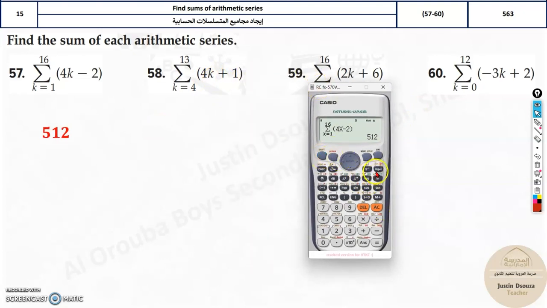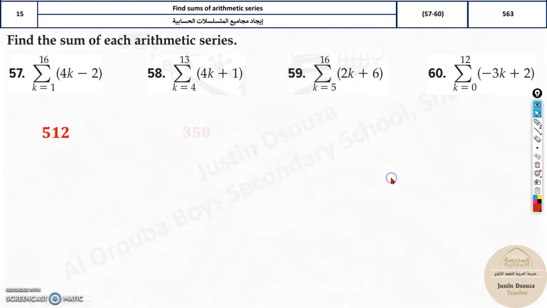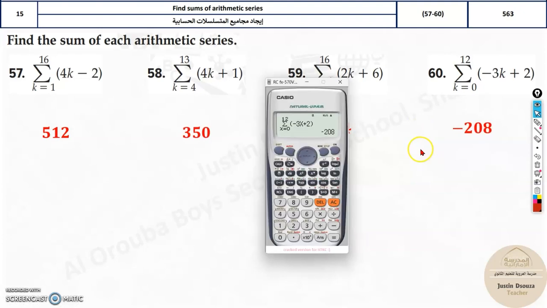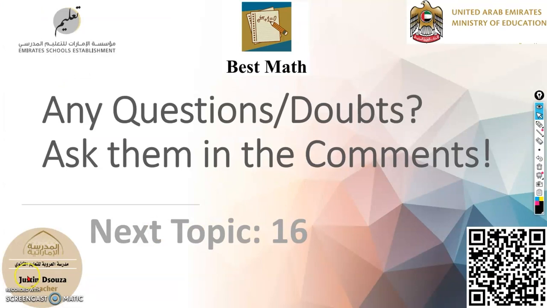Just use shift and this symbol, and then all you need to do is type in the equation. Let me try this equation, for example. Minus 3. There is no k. You need to add x plus 2, and then type 0 to 12. All you need to do is press equal to, and the answers are there. So do try it by yourself and then check for the answers. One of the easiest topics, because that is it. See you in the next topic.